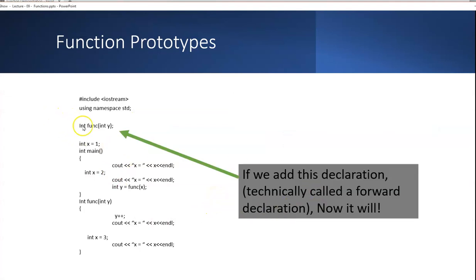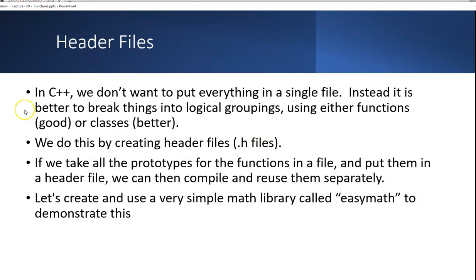Here, we add this declaration, technically called a forward declaration, and now it just says to this code, the function is declared here, but defined later, so you have everything you need. So, in C++, we don't want to put everything in a single file. Instead, it's better to break things into logical groupings using either functions, which are good, or classes, which are better. We do this by creating special type of files called header files. If we take all the prototypes for the functions in a file and put them in a header file, we can then compile and reuse them separately.